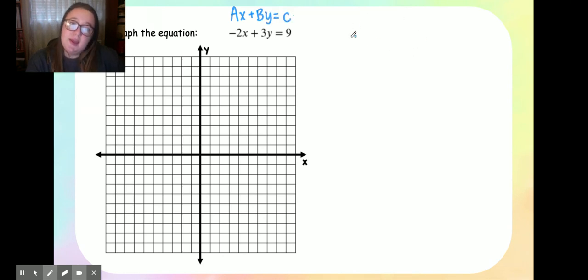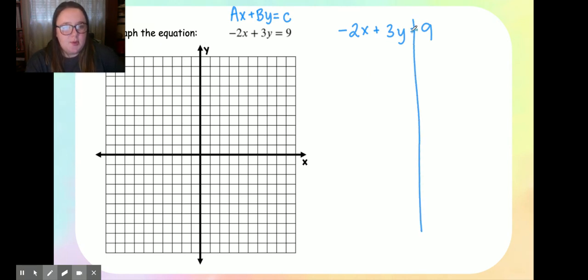I'm gonna rewrite that equation over here on the right-hand side the same way. Negative 2x plus 3y equals 9. Okay, so we have that equation. Since we're gonna be moving things around, I like to draw the line at the equal sign, right? That way we can keep it organized and nice and neat. All of our work's gonna be neat so we don't get messed up.